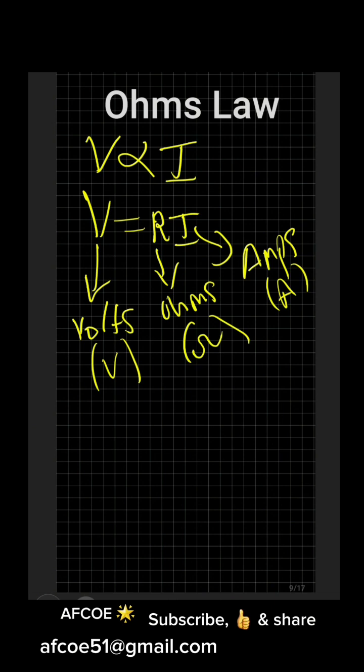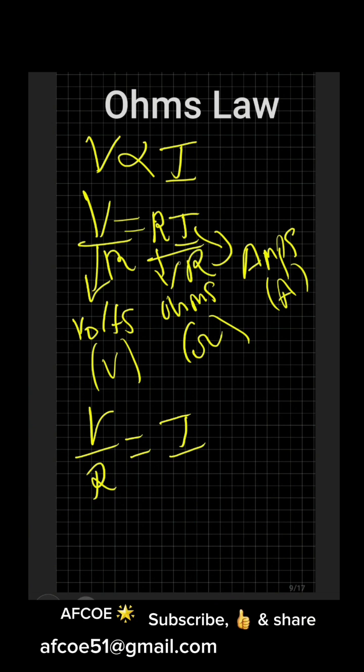From this relationship, we can make I the subject, and we will say that V on R will simply be equal to I. What I've done is divide both sides by R in this equation, so that R cancels and I will be V on R.